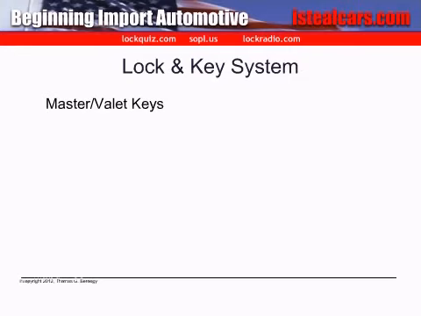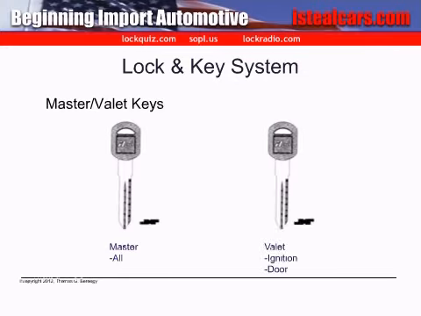Late model vehicles and a majority of early model imports, however, typically use a master-valet key system. In a master-valet key system, one key, called the master key, is capable of operating all the locks on the vehicle. A second key, called the valet key, is able to operate the ignition and door locks only. It is not capable of operating the glove box or the trunk lock.